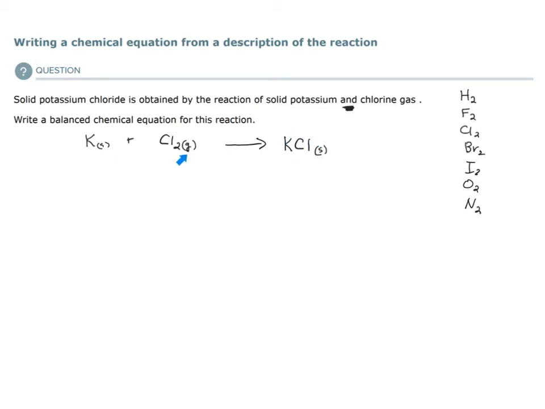So let's read our chemical reaction and see if it matches our written description. Solid potassium chloride is obtained by the reaction of solid potassium and chlorine gas. Solid potassium chloride formed by reacting solid potassium and chlorine gas. Perfect. So the last thing to do is to make sure that this is balanced. So let's check.